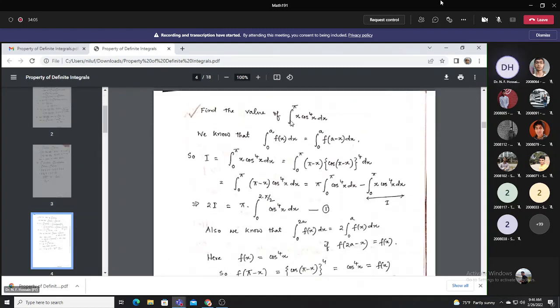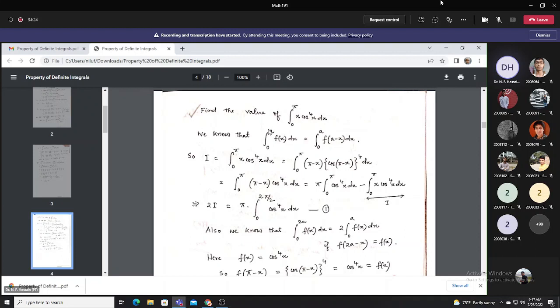One more integration, 0 to pi x cos to the power 4x dx. Here you cannot use the Wallis formula directly because the limits are not 0 to pi by 2. And also along with this cos to the power 4x, we have a factor x. But we can remove this x.